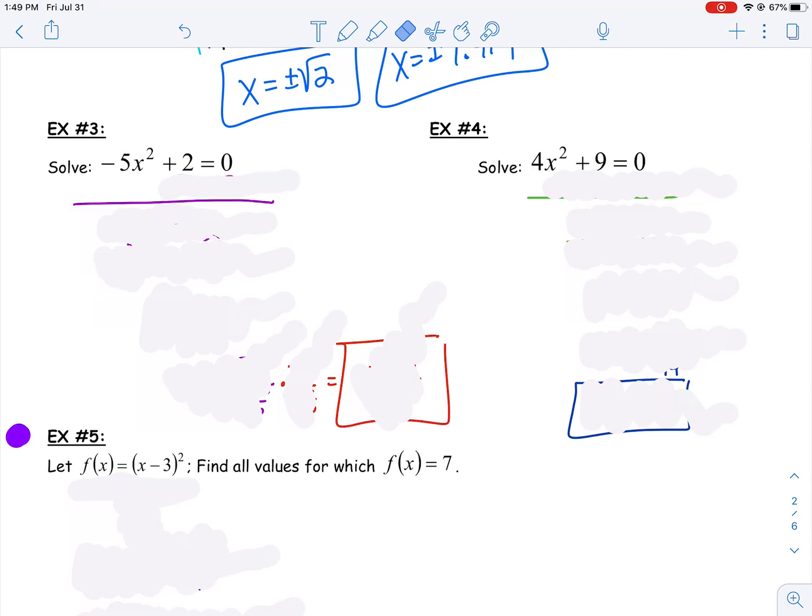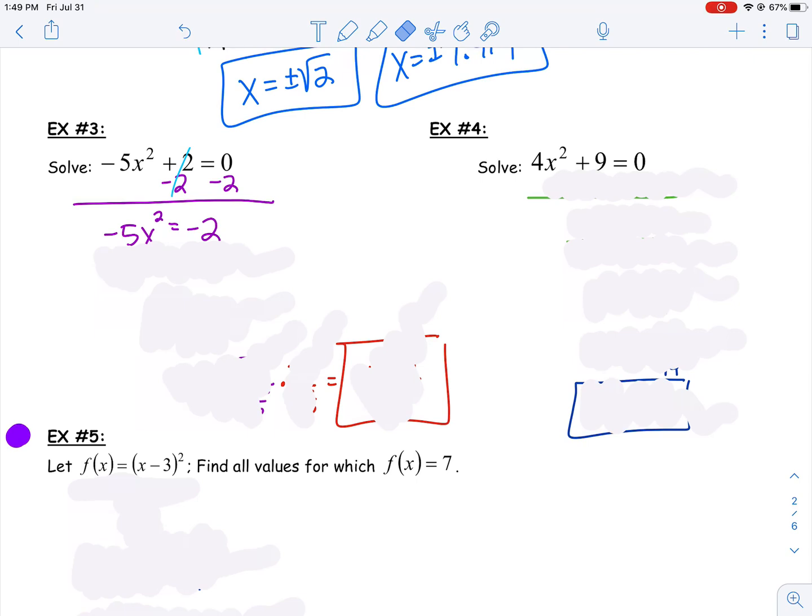Let's get all the other numbers away from x. The farthest number away is that positive 2. It's being added right now. So let's go ahead and move it over to the other side by subtracting it. When I subtract 2 from both sides, I end up getting -5x squared equals -2.